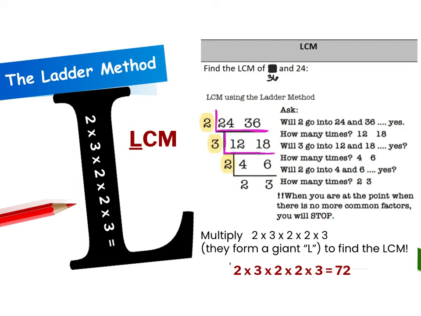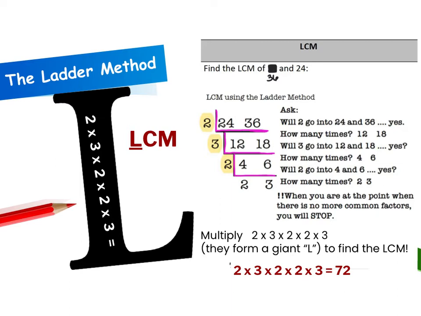Now we'll look at 12 and 18 and figure out what prime number can be divided by both of those numbers. Both of those numbers can be divided by 3. So we write the 3 on the outside of the ladder step. 12 divided by 3 is 4, and 18 divided by 3 is 6. Both 4 and 6 can be divided by 2. 4 divided by 2 is 2, and 6 divided by 2 is 3.